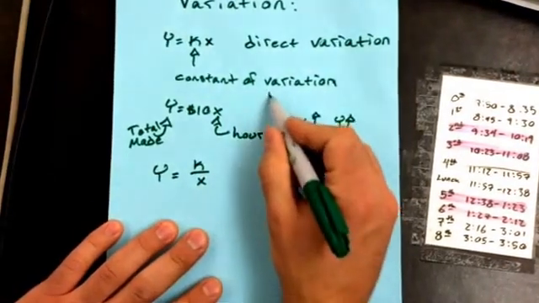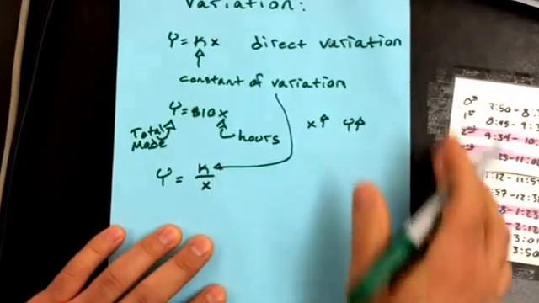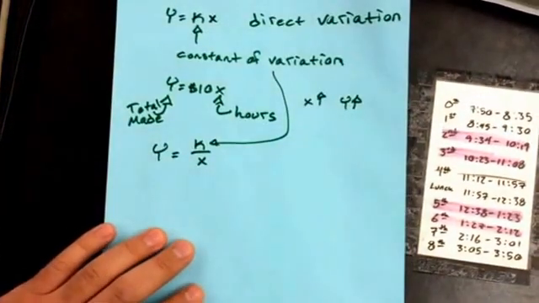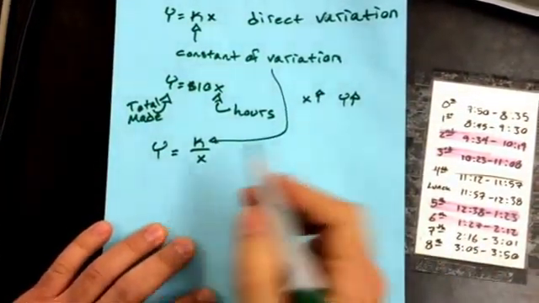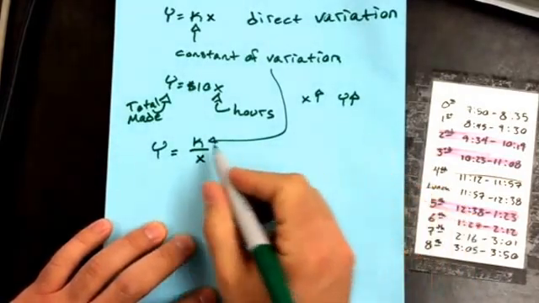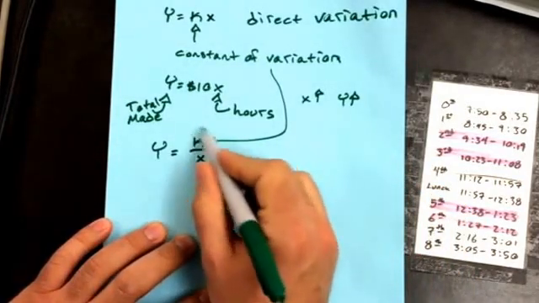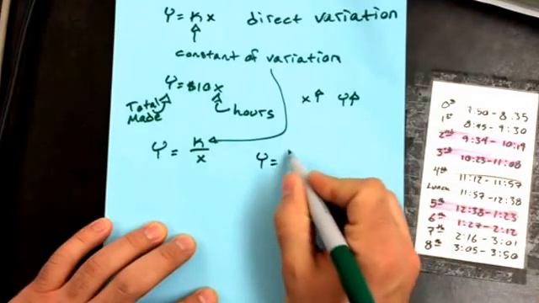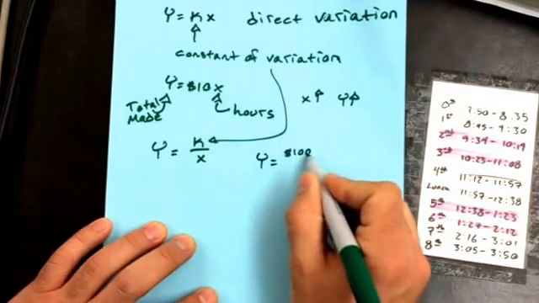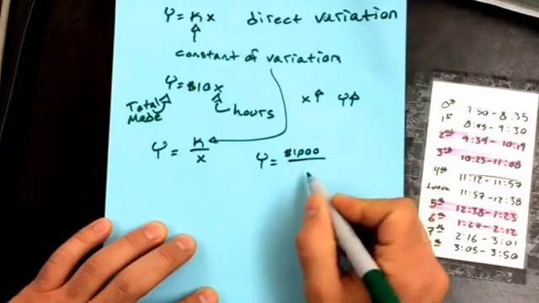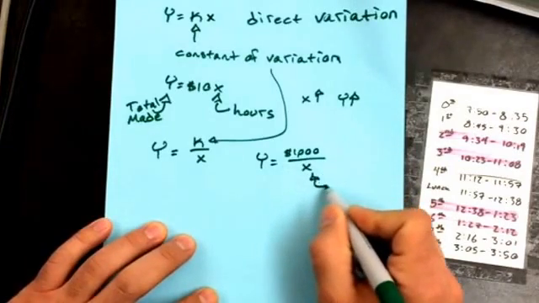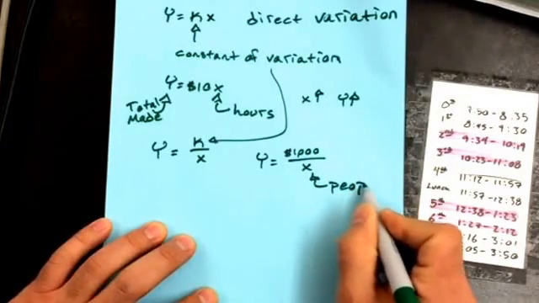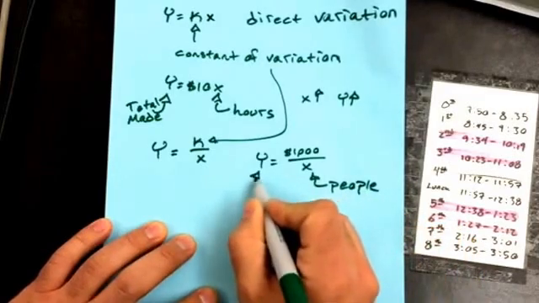Inverse variation is like this. This is still your constant of variation. This is like when you rent a house. So let's say you go out and you rent a house, and the amount that the house costs is always going to be the same. Let's say that you rent a house that costs $1,000 a month. The number of people that you live with is going to reduce the amount that you spend.